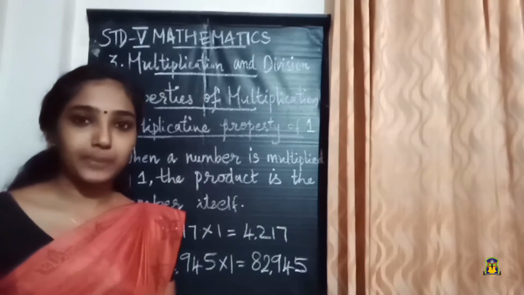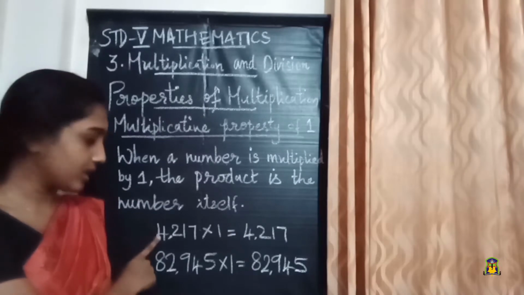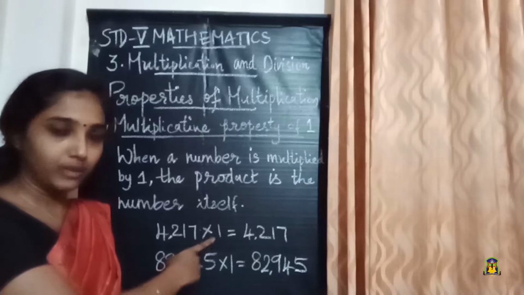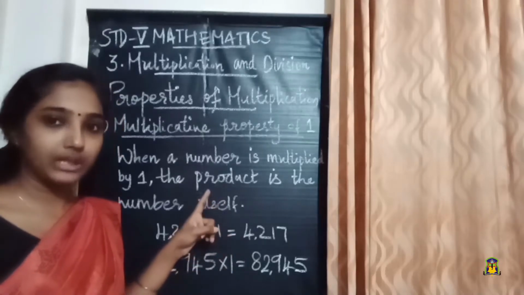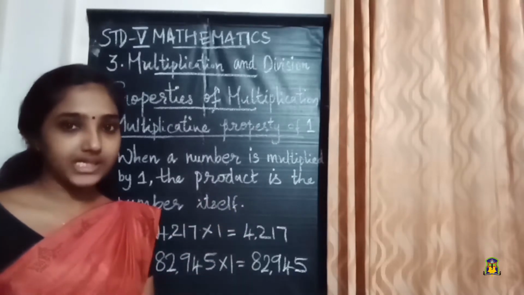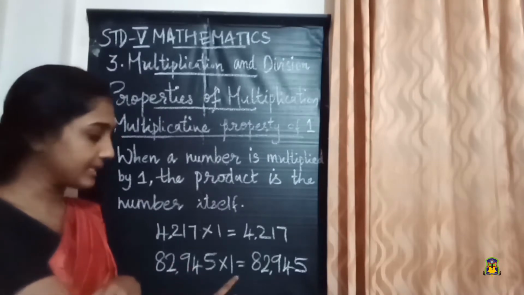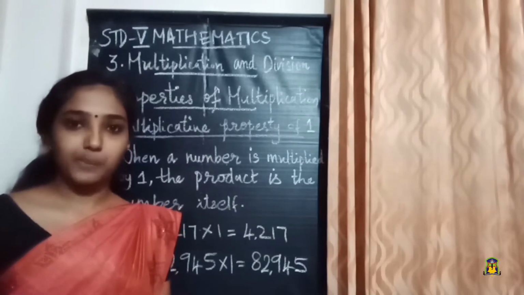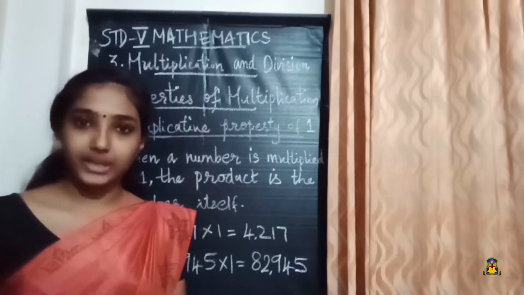So when we are multiplying a number with 1, look here, we are multiplying 4217 with 1, and after multiplying we get the product. The answer that we get in multiplication is called the product. So the product will be that number itself. 82,945 into 1 gives 82,945 itself. So when a number is multiplied by 1, the product is the number itself.